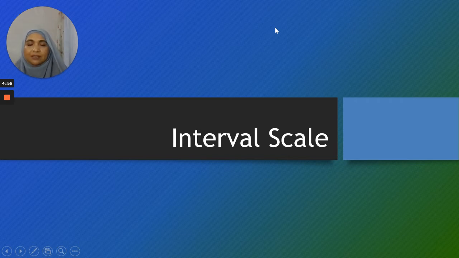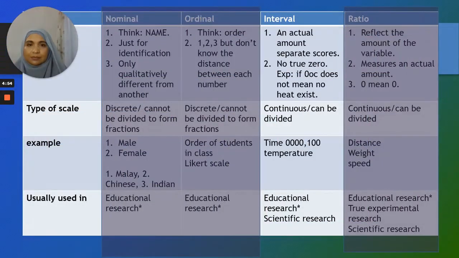Okay, our next scale is the interval scale. When we talk about the interval scale, we are talking about an actual amount that separates the scores. Compared to ordinal, where we are not sure about the amount that separates the scores, for the interval scale you are sure of it. However, things on an interval scale have no true zero. For example, temperature at 0 degrees Celsius doesn't mean that no heat exists, it just means it is recorded as 0 degrees Celsius.